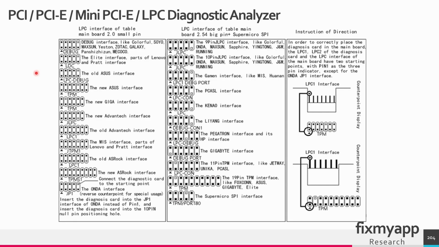Every motherboard uses a different TPM header or LPC header. Some use a small pin LPC interface, and other motherboards use a bigger LPC interface. If you see these headers on the motherboard, always locate pin number 1. If this is the diagnostic analyzer, locate pin 1 and connect it to the pin 1 of the TPM header. Sometimes you have a long TPM header, but you always have to connect it to pin number 1.